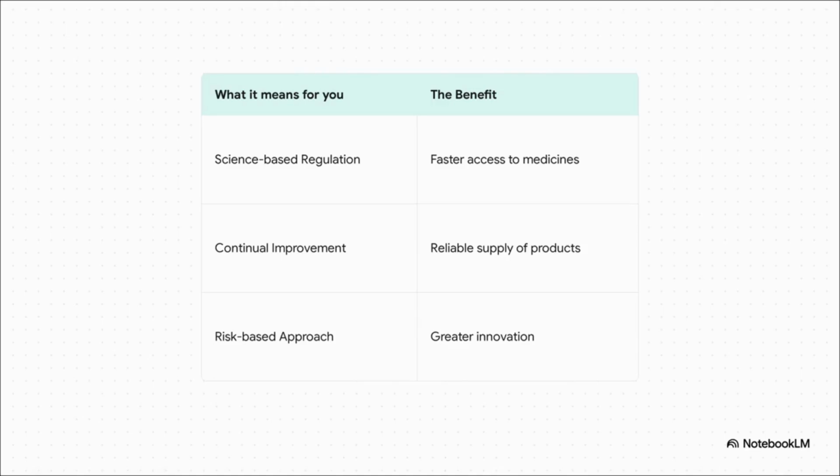Because everyone's speaking the same language of quality, regulators can be more efficient, which can mean we get access to new quality medicines faster. And because the whole system is obsessed with getting better, the supply of our medicines becomes way more reliable. Plus, because it's a smart system, not just a bunch of rigid rules, it actually encourages companies to innovate and develop the next big breakthrough.